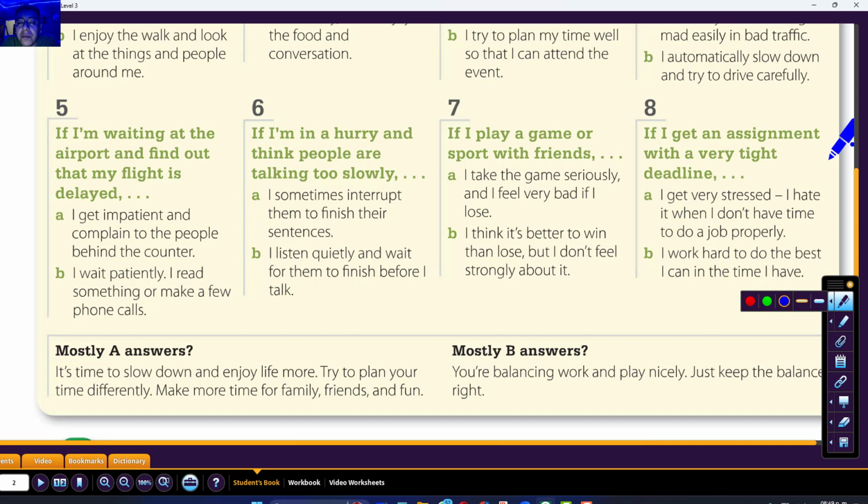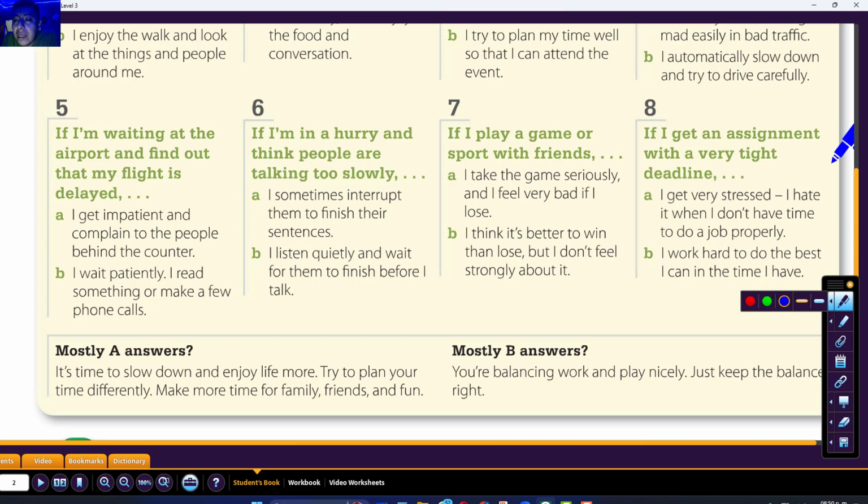A or B? 6. If I'm in a hurry and I think people are talking too slowly, what do you guys do? A. I sometimes interrupt them to finish their sentences, or I listen quietly and wait for them to finish before I talk. What kind of person are you? A. The person that interrupts them to finish their sentences, or B. The kind of person who listens quietly and wait for them to finish. Choose the right one, or choose the one that describes you better.